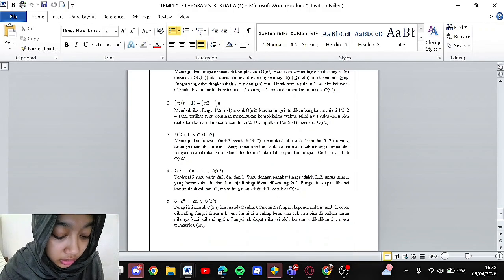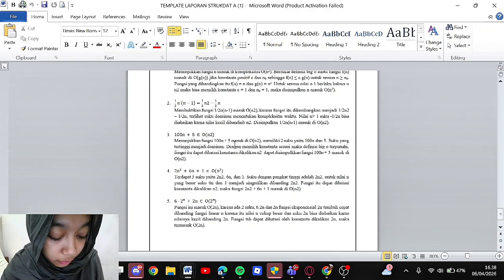And move to the third. The third proof is 100n plus 5 belongs to O(n squared). This function consists of a linear term and a constant. As n increases, n squared grows faster than n. Therefore, the function can be bounded by a constant multiplied by n squared. We conclude that 100n plus 5 belongs to O(n squared).